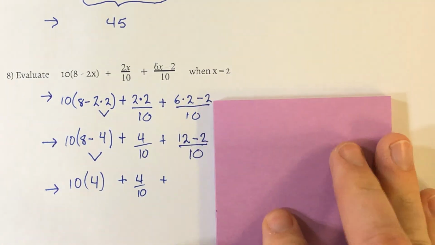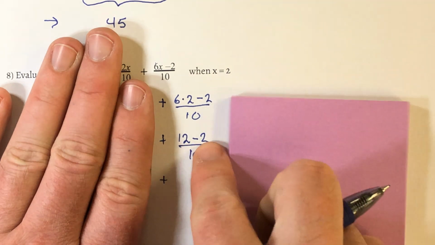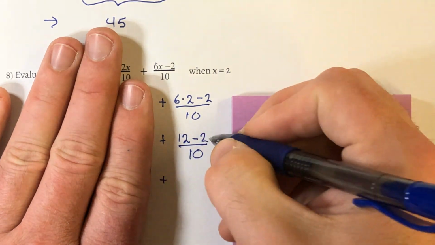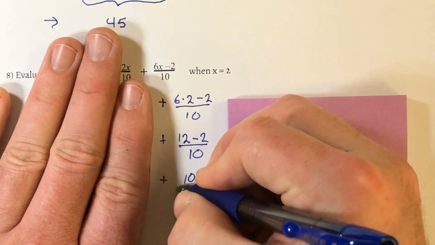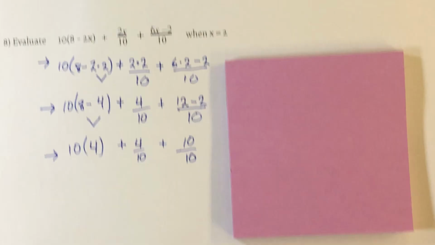Plus 12 minus 2 divided by 10. So work on the top. There's only one step. 12 minus 2 is 10. Bring down your over 10. I know it's tempting. 10 divided by 10 is 1. Don't do it. Don't write it. Go step by step.